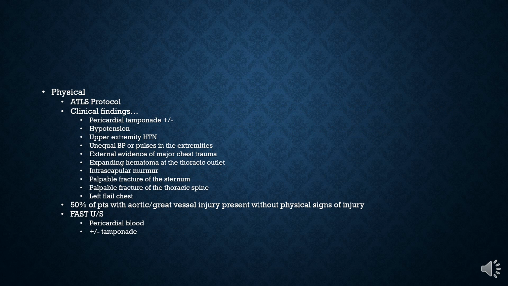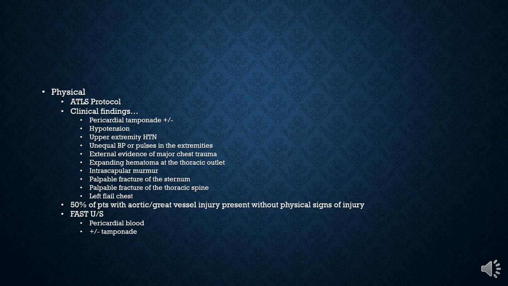Physical examination: follow the ATLS protocols. Clinical findings: pericardial tamponade, look for hypotension, upper extremity hypertension, unequal BP or pulses in extremities, external evidence of major chest trauma, expanding hematoma at the thoracic outlet, interscapular murmur, palpable fracture of the sternum, palpable fracture of the thoracic spine, left flail chest. 50% of patients with aortic and great vessel injuries present without any physical injury.